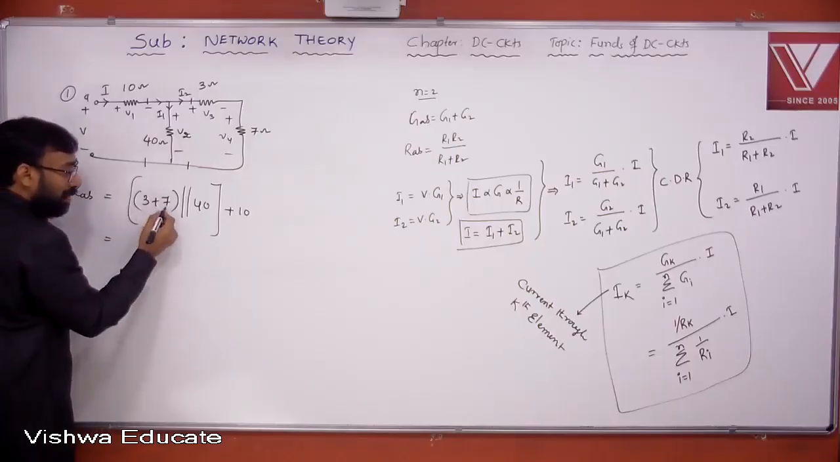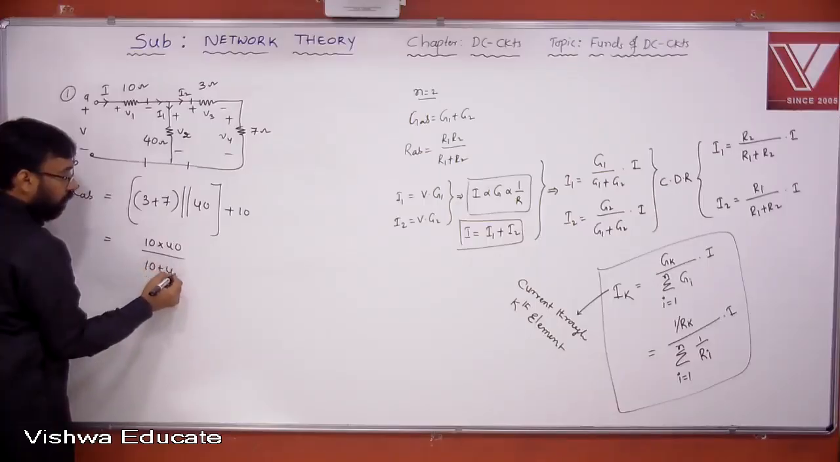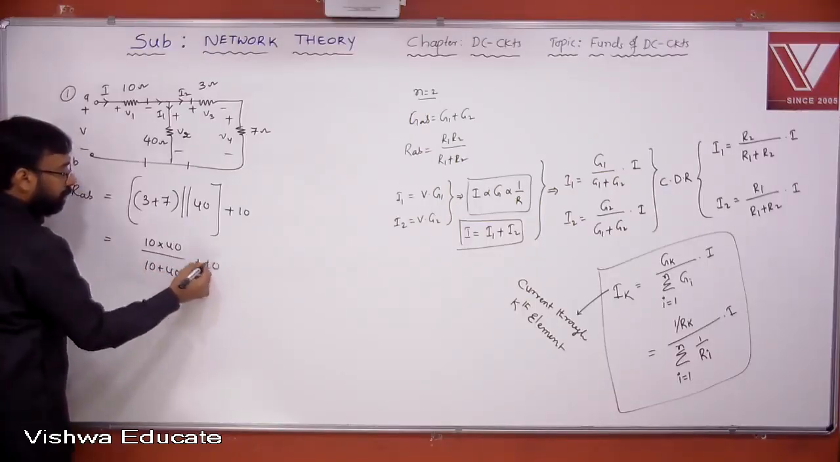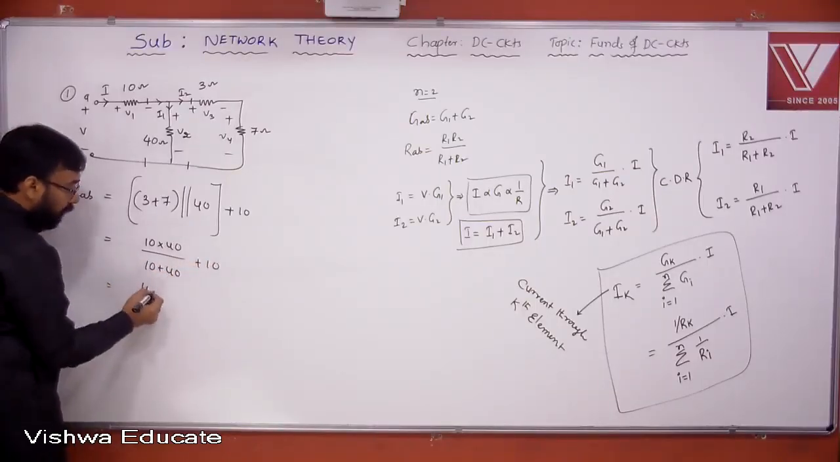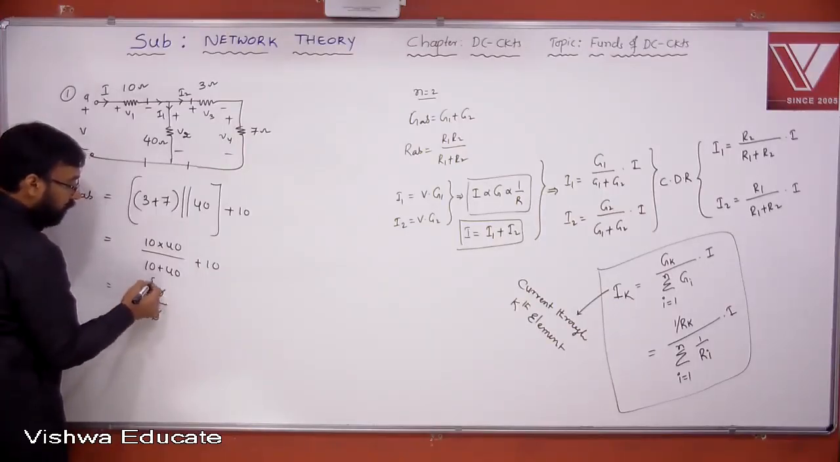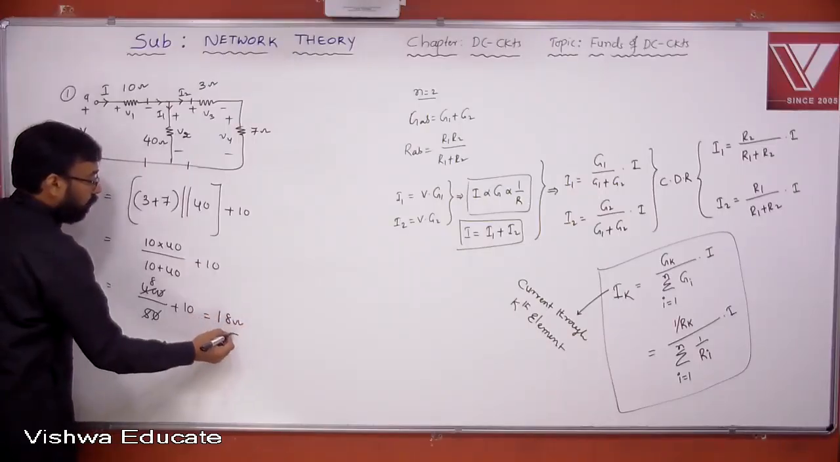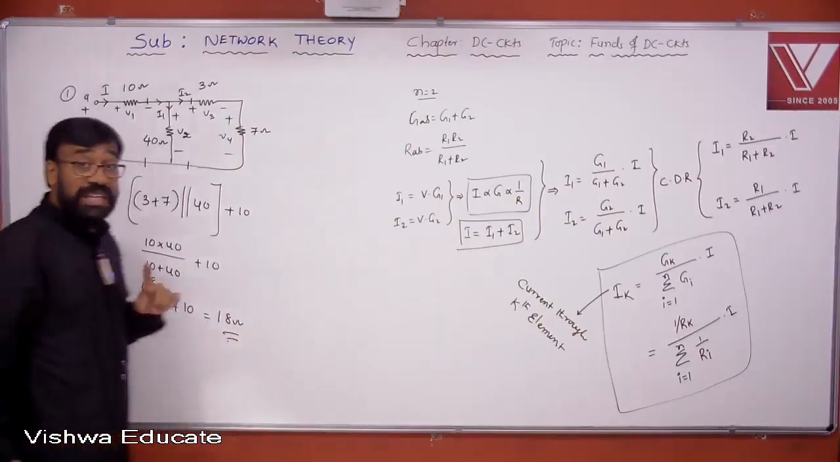Now 3 plus 7 is 10, 10 into 40 by 10 plus 40. What is this? 400 by 50 is 8. 8 plus 10. What is the answer? 18 ohm. Hope you understand this, all of you.